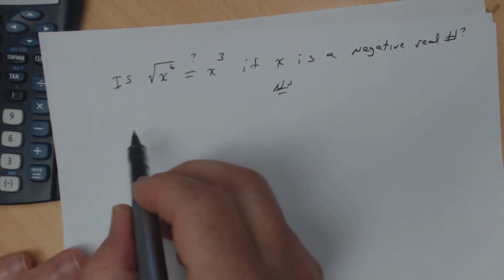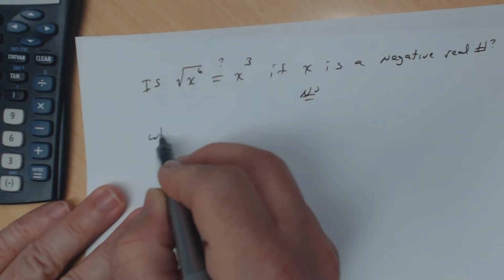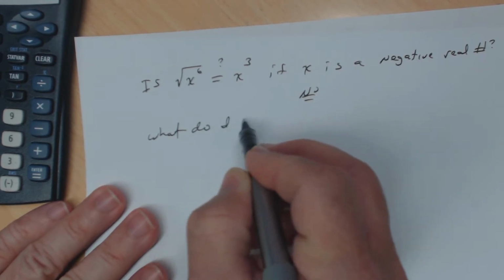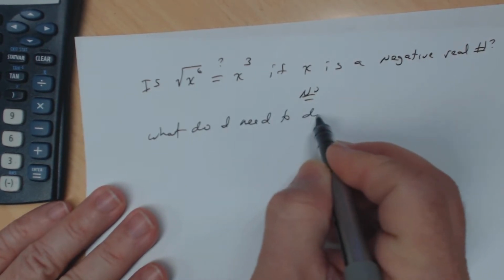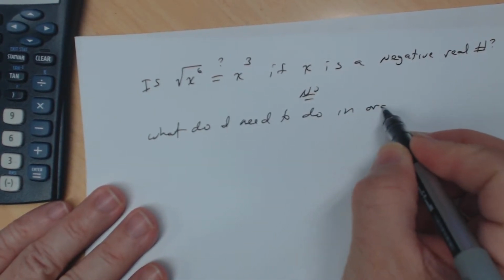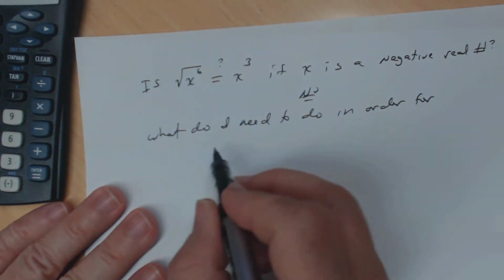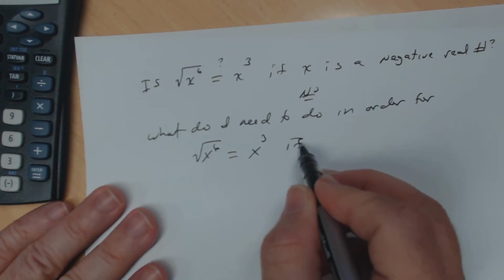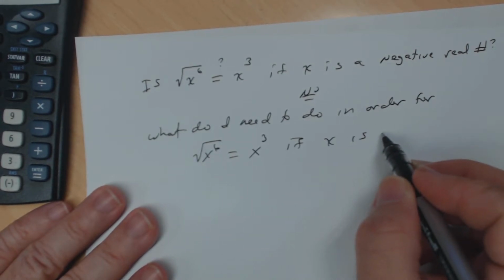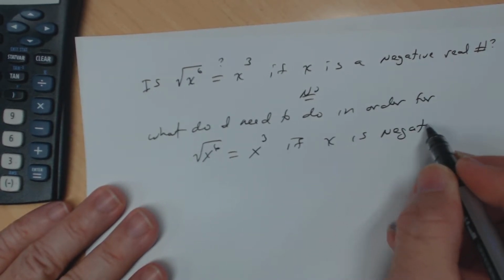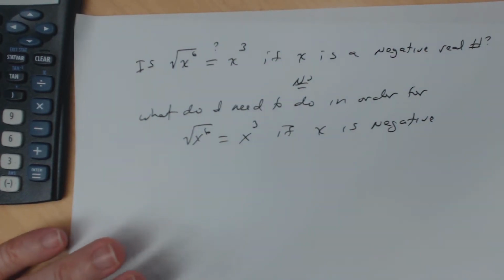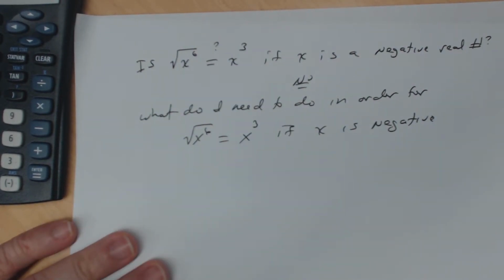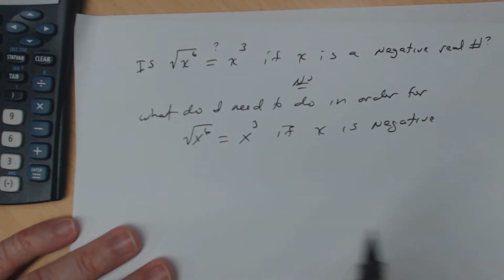All right, so here's what the next question is. Well, what do I need to do in order for the square root of x to the 6 to equal x cubed if x is negative? Well, here's what you have to do.